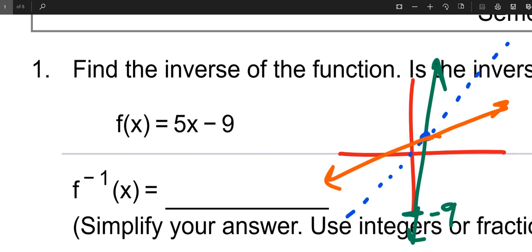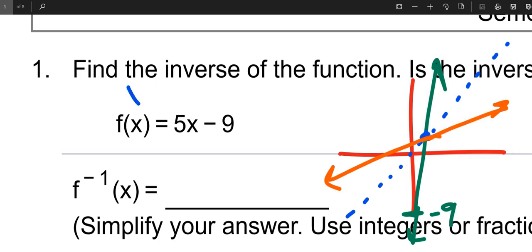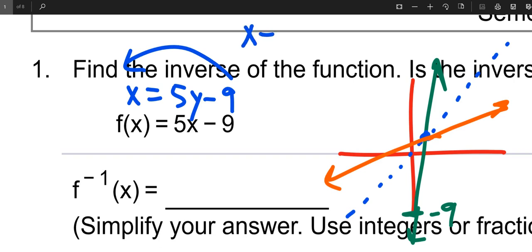Now we're going to find the actual equation of that line. First thing we do is switch x and y. So we've got x equals 5y minus 9. That's step number 1. Step number 2, solve for y. So what do you do to solve for y? What are we going to do with the 9? Add it, right? x plus 9 equals 5y, and then of course, as you said, divide by 5.